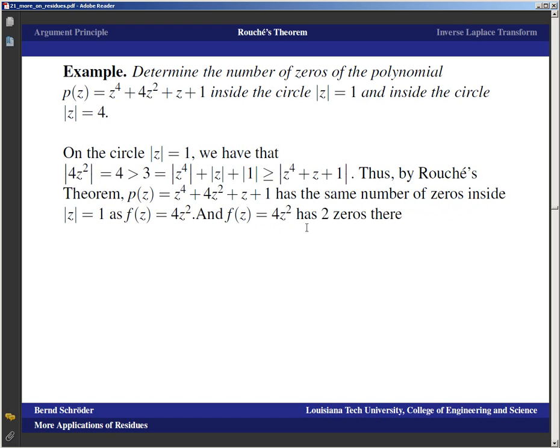And f of z equals 4z squared has 2 zeros there. Remember that we have to count things by multiplicity. So that means there are 2 zeros inside that small circle. Let's take a look at the circle z absolute value equals 4.